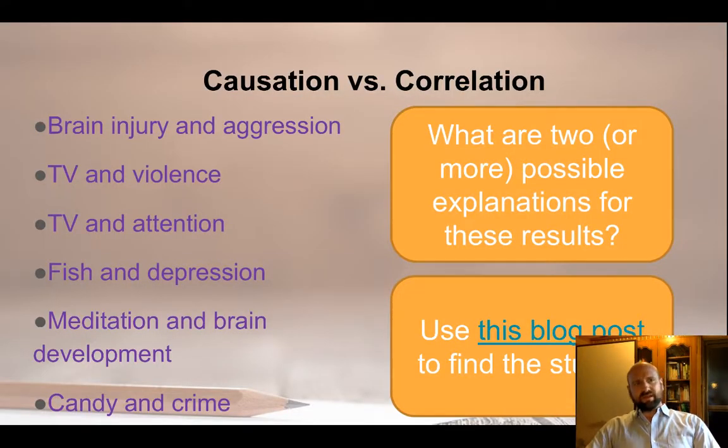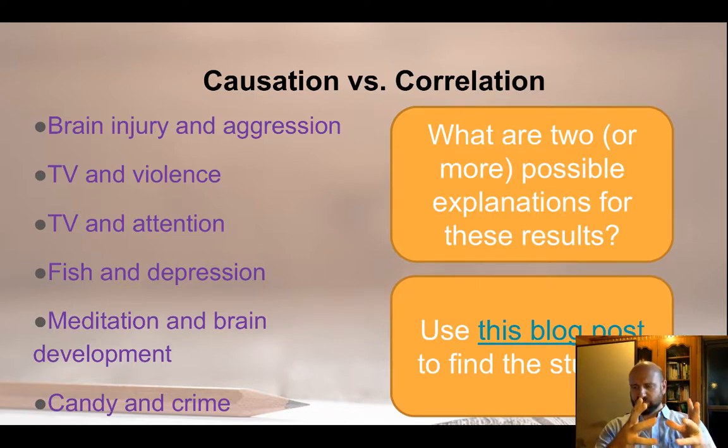Then I think this is one of my best activities for looking at critical thinking, and it's not a bad one to do throughout the course. So there's a list of correlations, and they can be found in the blog post. Students read them, and then they have to come up with 2 possible explanations. So for example, let's look at the brain injury and aggression.